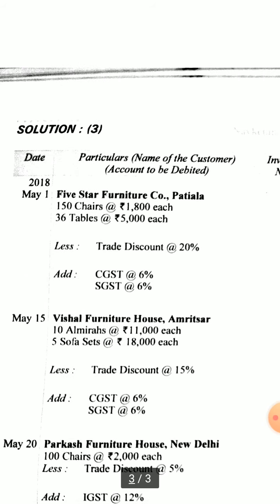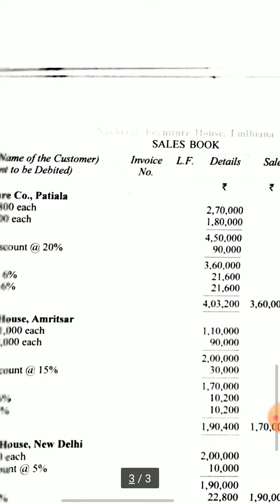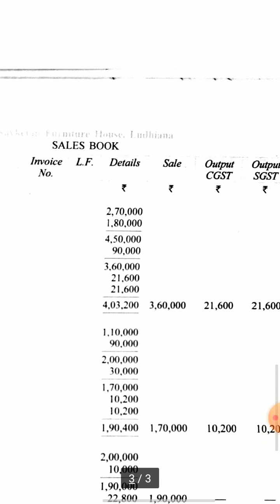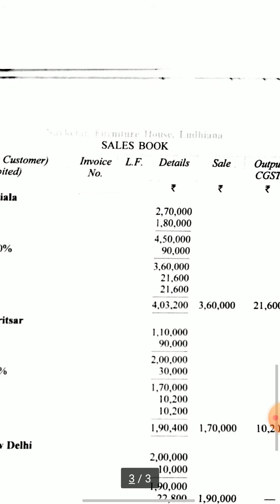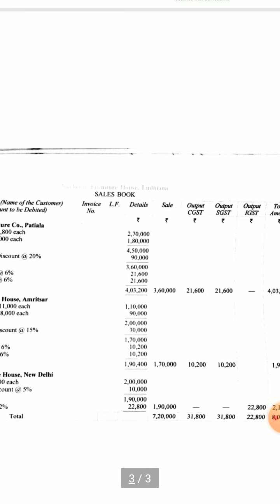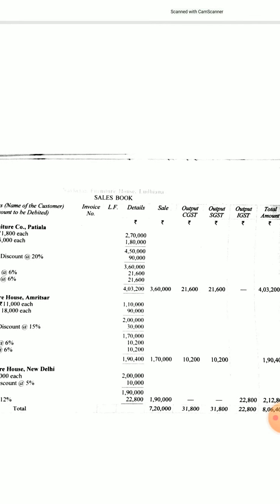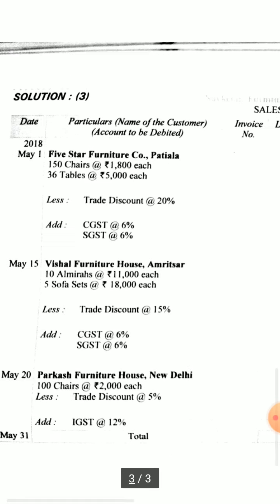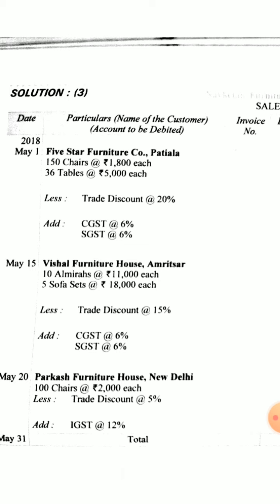Then we will subtract the trade discount here, 20% of the amount. Again CGST and SGST will be added and the total will be written as 4,03,200. Now the components will be written separately in the sales column, and output CGST, SGST or IGST, whichever is applicable.